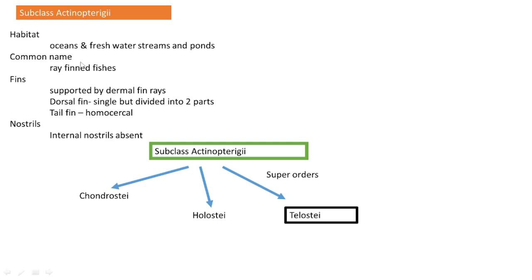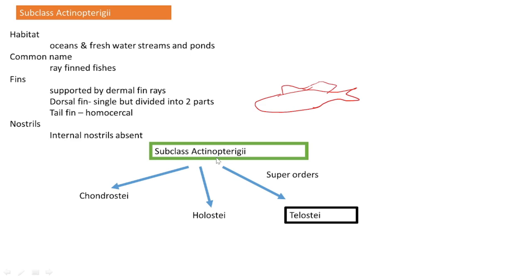Actinopterygii. Okay. Regarding its habitat, it is found in oceans, freshwater streams and ponds. The common name: they are called ray-finned fishes. Regarding its fins, they are supported by dermal fin rays. That's why it's called ray-finned fishes. Dorsal fin is single, but it is divided into two parts. Two dorsal fins can be seen. Tail fin is homocercal. Homocercal means the two halves are of equal length. Internal nostrils are absent.